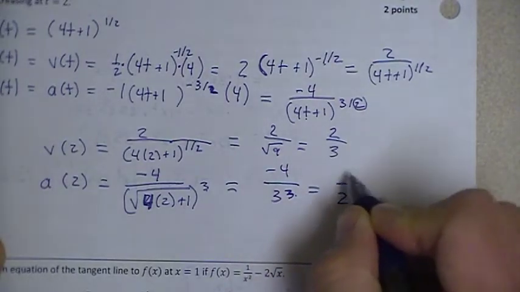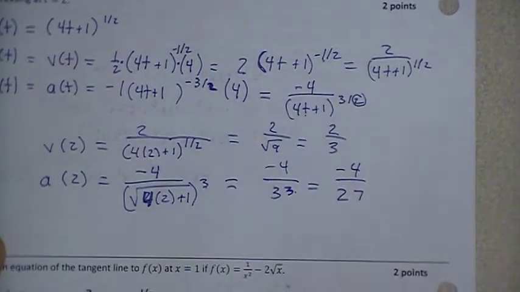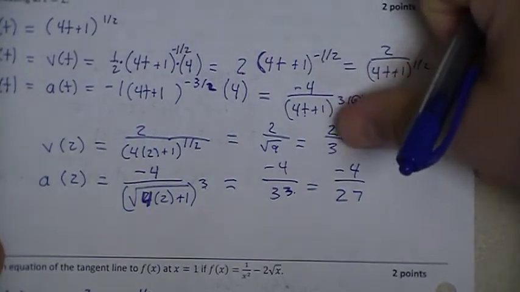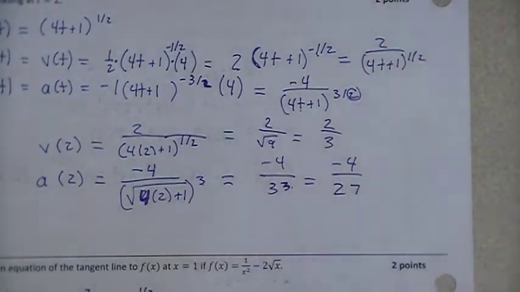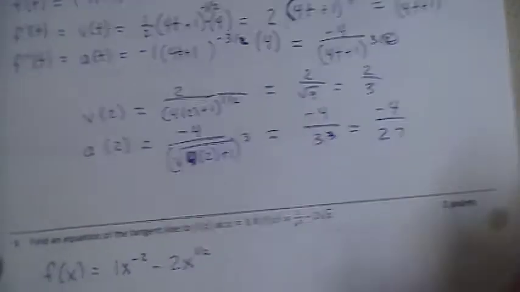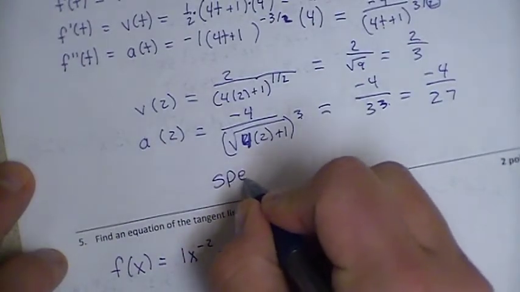That would leave us with 27 in the denominator, -4 in the numerator. So here's your velocity, here's your acceleration. What does this tell you about speed? Well, think about the velocity graph. Speed is equal to the absolute value of velocity.